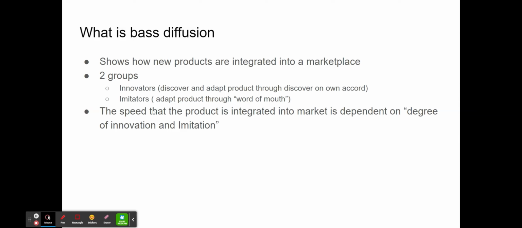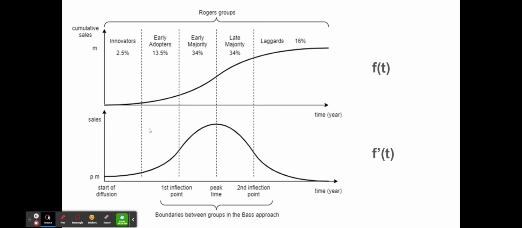And then the rate that the product is integrated into the market is dependent on the degree of innovation and imitation. So right here on the top is the graph of the cumulative sales, or you could think of it as the percent of the marketplace that has adopted this new product. And the bottom is how much they're selling at a given point.